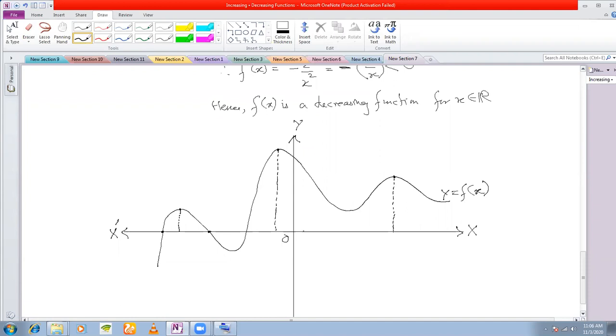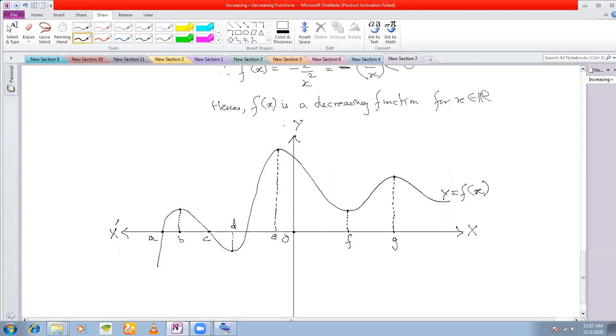And what are troughs that you can see? You can see here, this is a trough. You can see here, this is a trough. So what can you say? Suppose I call this point A, this point B, this point C, this point D, this point E, this point F, and this point G.